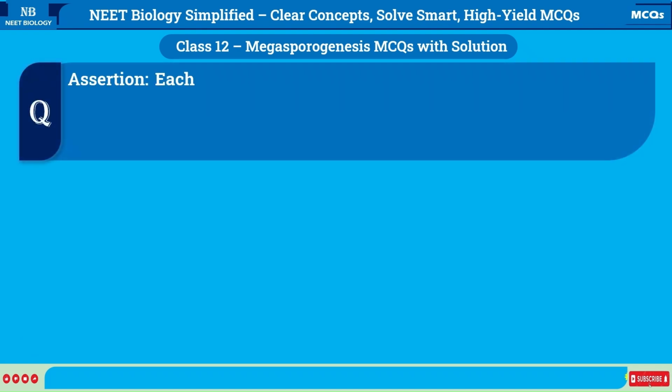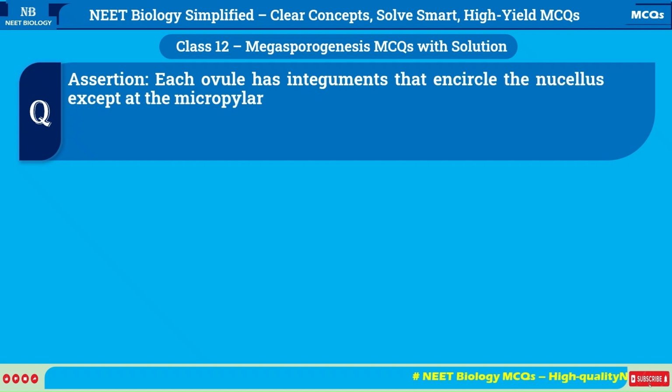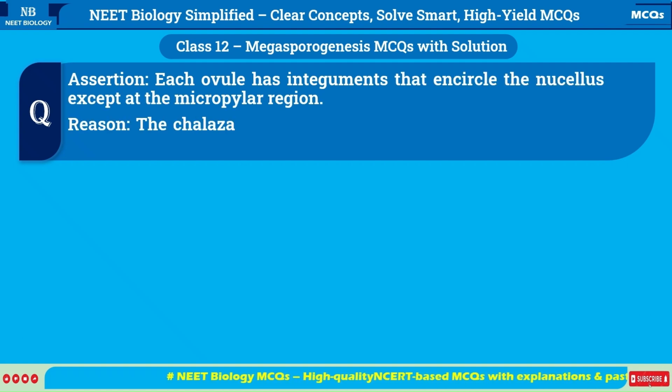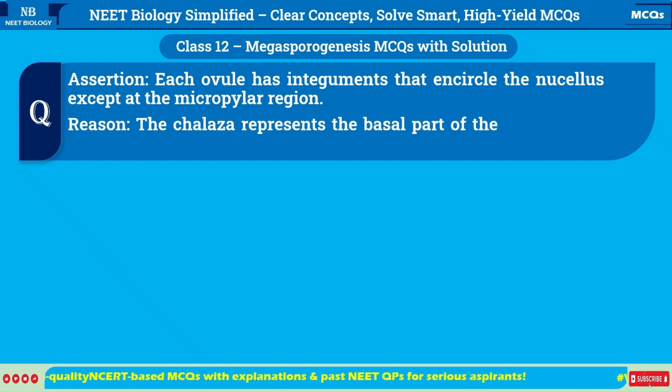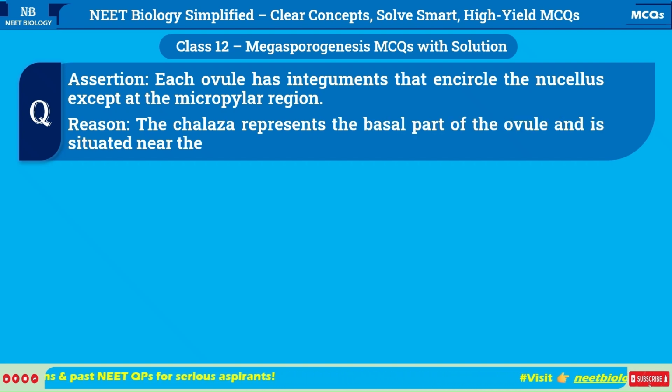Assertion: each ovule has integuments that encircle the nucellus except at the micropylar region. Reason: the chalaza represents the basal part of the ovule and is situated near the micropyle.